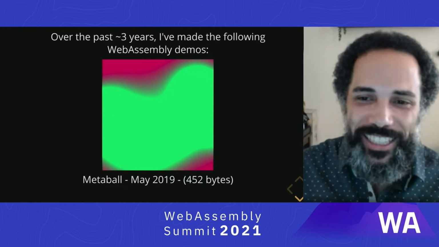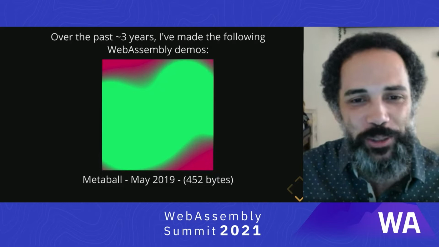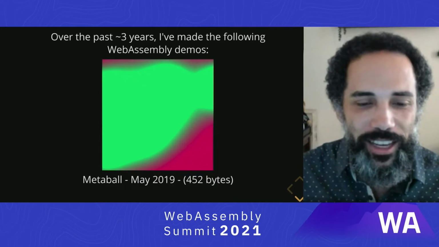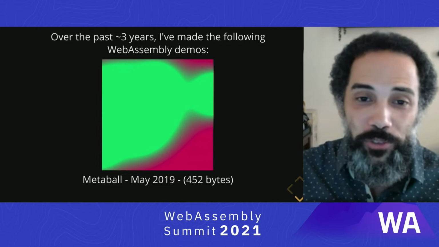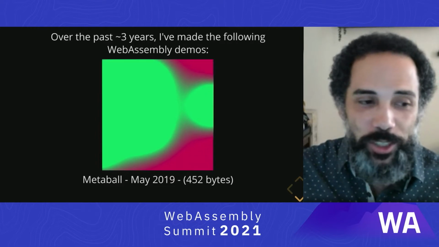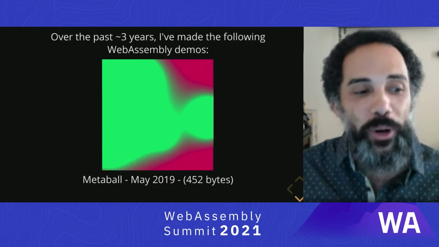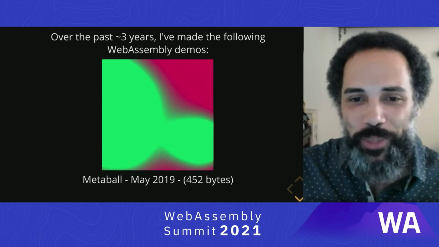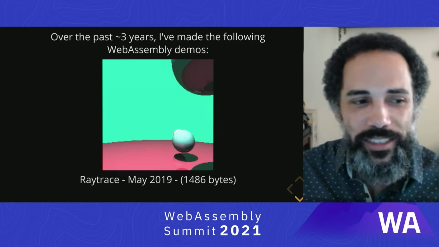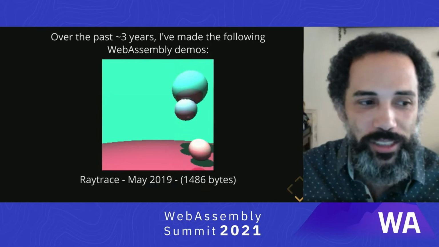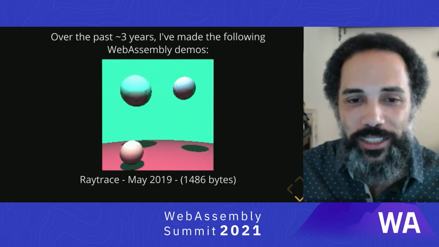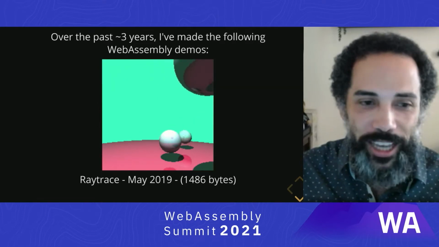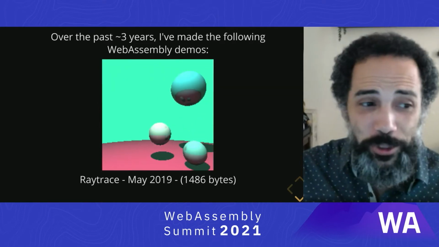One of the things that I like to do with my raw WASM demos was to make them as small as possible. So you can see here that I tried to make it 452 bytes. This is one of the most important parts of raw WASM, getting these demos to be nice and small. The next one I made was a nice little ray tracing demo. So you can see here some balls flying around, some shadows, and some reflections, all in 1400 bytes.